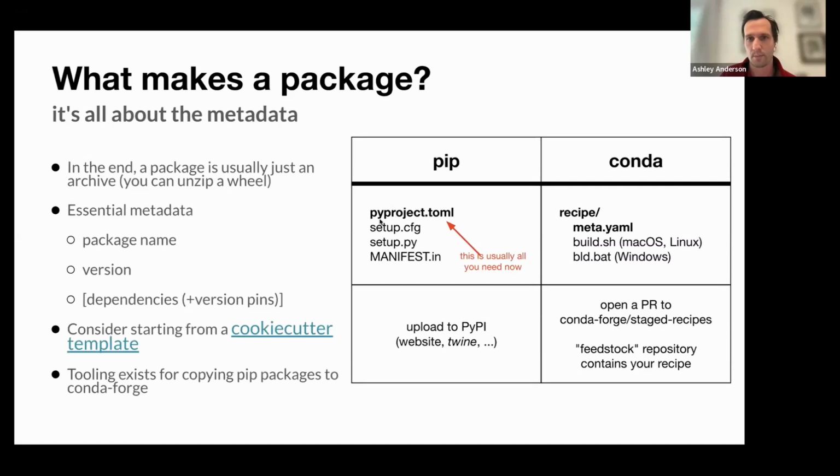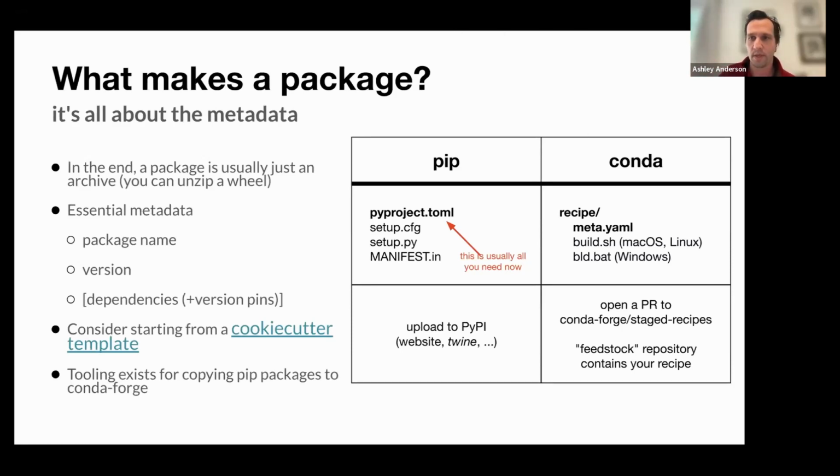For pip, pretty much all of that these days can go in this pyproject.toml file. You might see other packages with setup.cfg, setup.py, MANIFEST.in, stuff like that. But those things are all getting consolidated into that pyproject.toml. With conda, it's a little bit different. You have this recipe folder with a meta.yaml and then specific build scripts for different platforms. And the way that you upload those is by creating a pull request to this staged-recipes repository, and then it generates a feedstock repository for you.